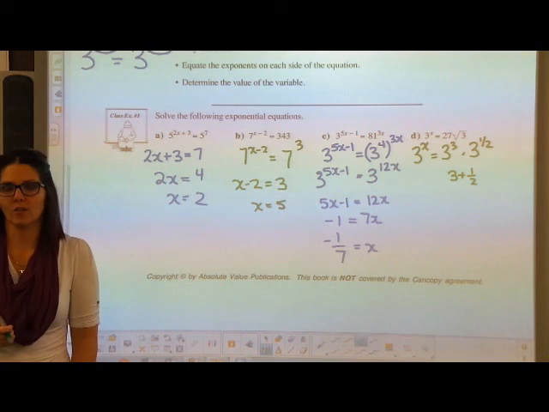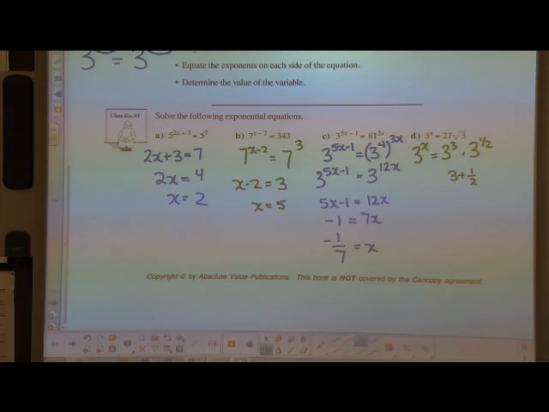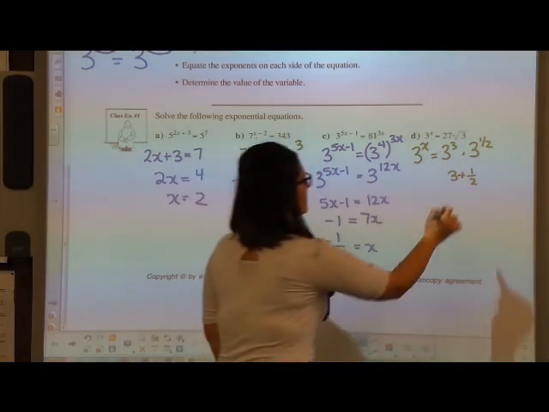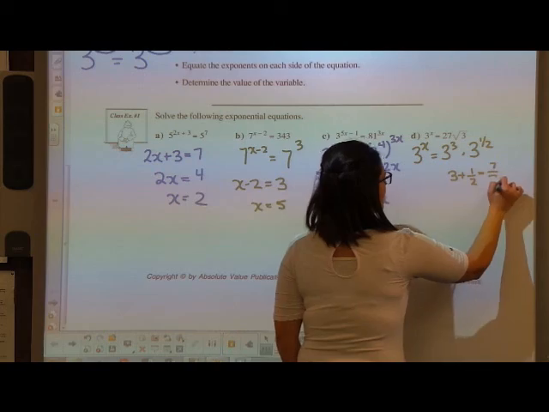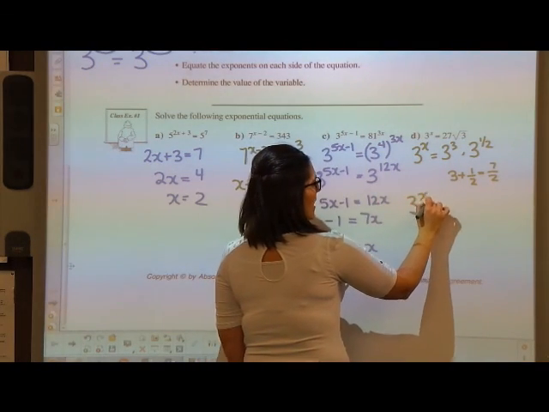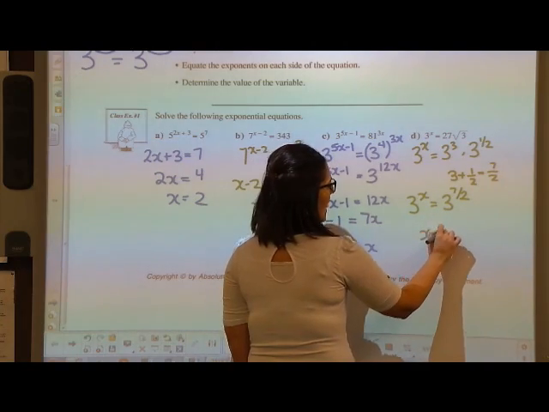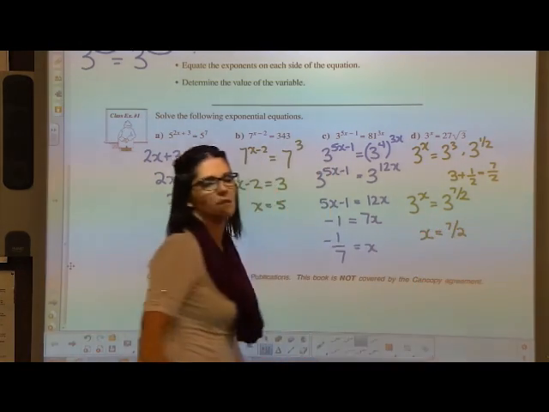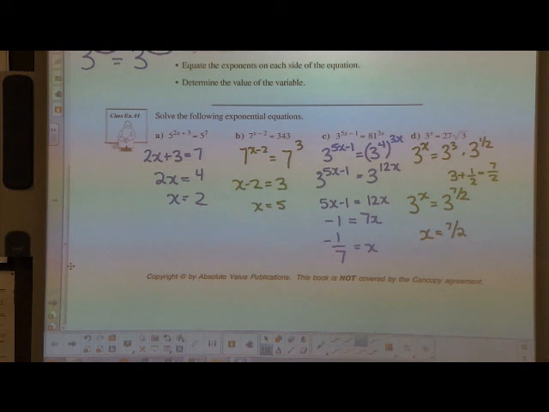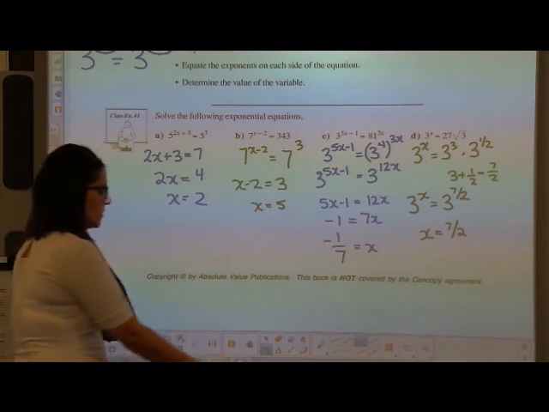How many halves would I have altogether if I added 3 wholes and then 1 more half? 7 halves. So I'll have 3 to the power of x equals 3 to the power of 7 halves. So then x would equal 7 halves. Okay, so we have a couple more examples to go through.